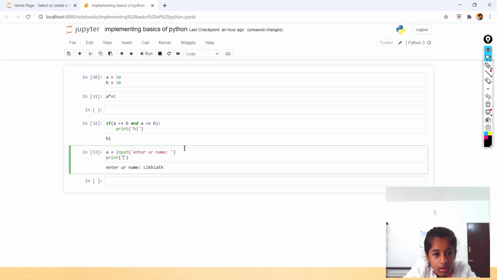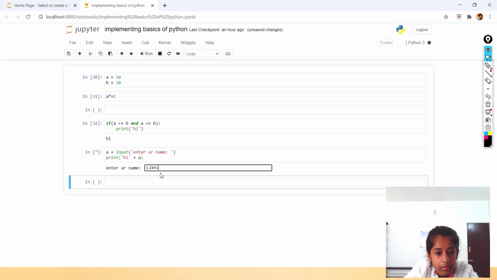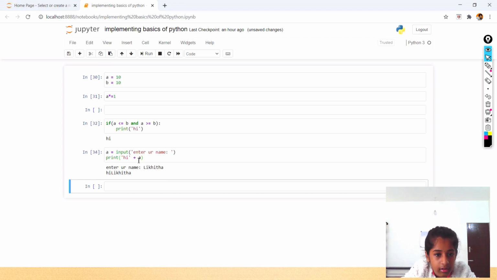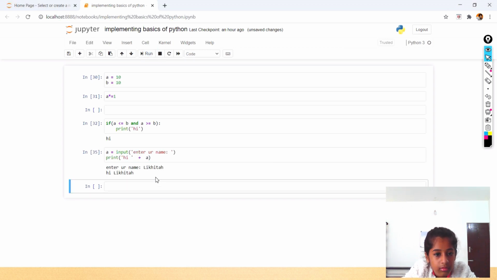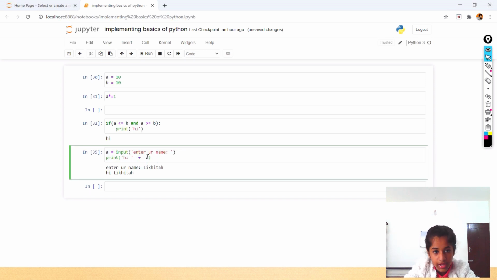And let's print hi plus the name. I have named this A, so I'm going to put the A variable here. I'm going to write my name. Yes, it's going to say hi Likita. Let's rerun this. I'm just going to give my name. It's going to say hi Likita because we have given the input and we have said print hi plus the variable A, the name. So yeah, now we know what's input, we know what's output, we know the different types of operators. That's great.